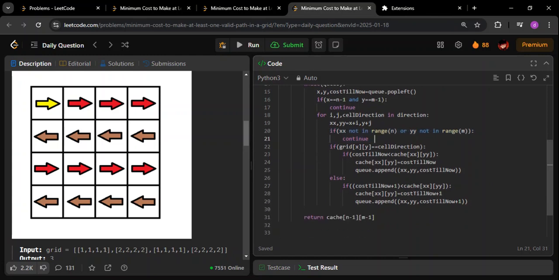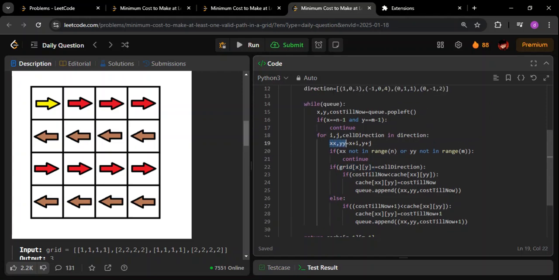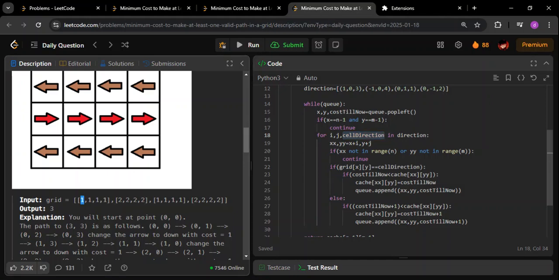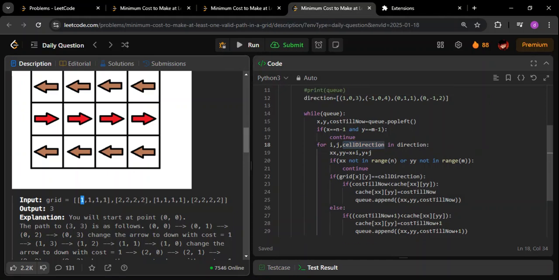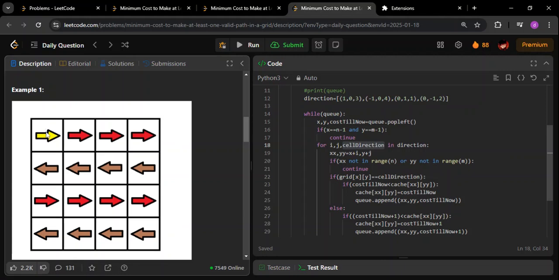Next, what I'm checking is, the current cell is x comma y, and the next cell that I'm visiting is double x double y. So I'm checking whether grid of x comma y is equal to cell direction. Where is cell direction coming from? Cell direction is coming from here. Grid of x comma y, as you can see, has a value from 1 to 4. For example, if I'm at 0 comma 0 and the cell direction is toward the right.